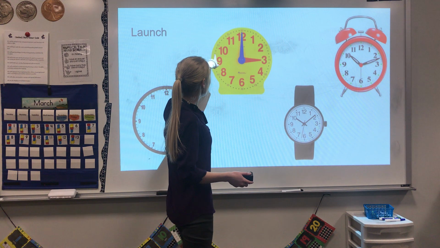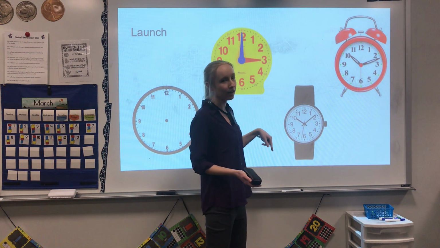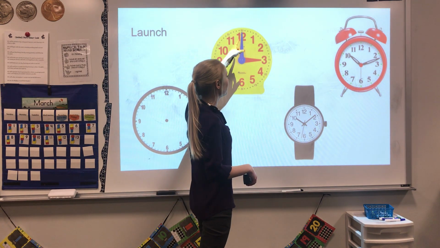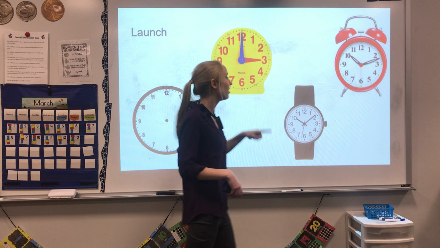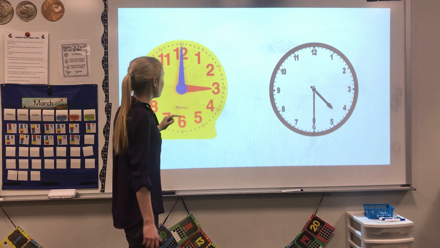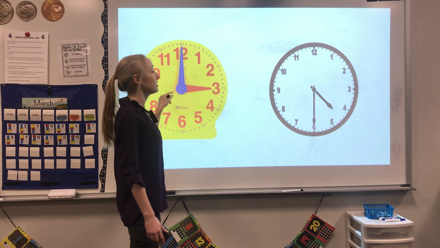I'm also noticing that there are tick marks on all of these clocks. The tick marks tell me the minutes. So there are 60 tick marks on all of these clocks. Okay, so let's look at these two clocks. So let's start with telling time to the nearest hour.